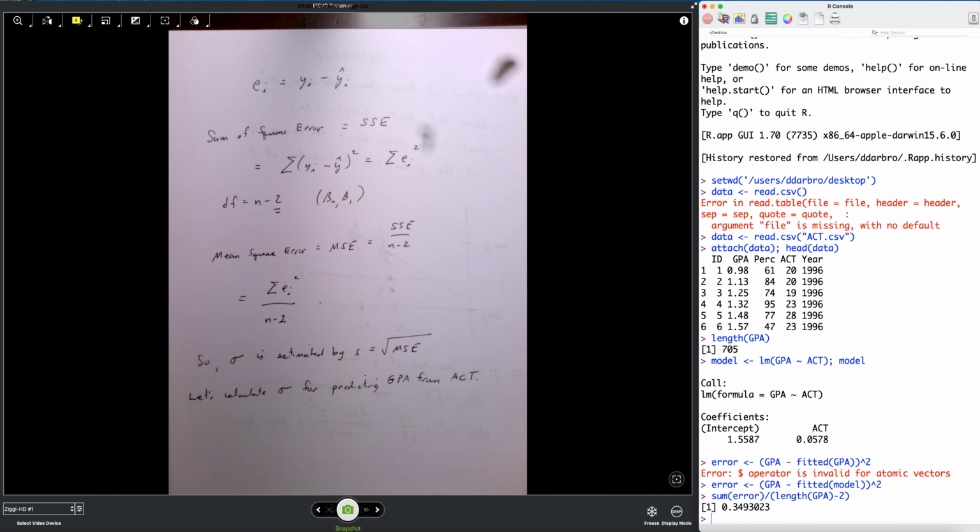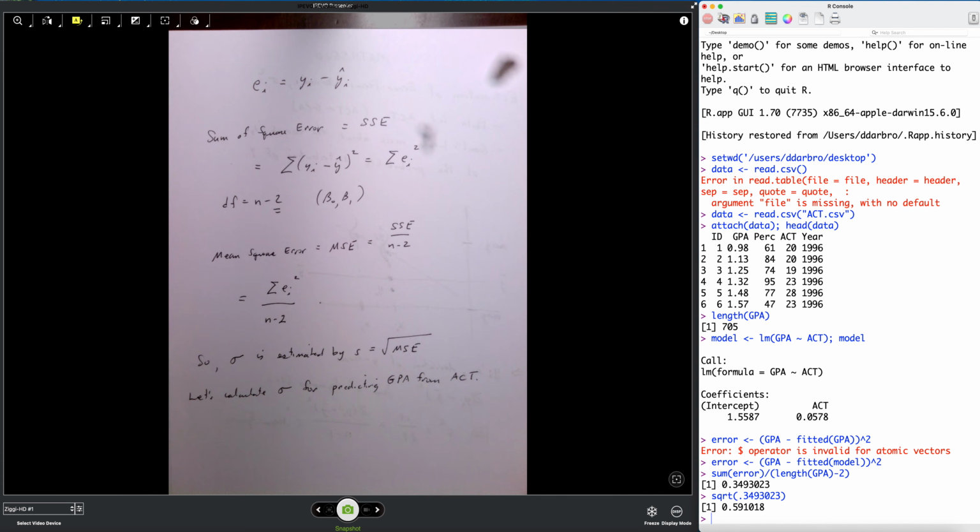So from this I get the sum of squared error term. Now, if I want to take the square root of that, then I get the standard deviation of the error terms. So, easy stuff, right?